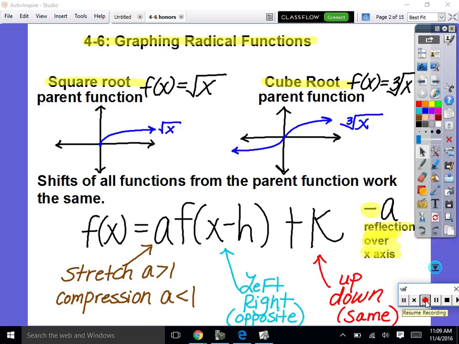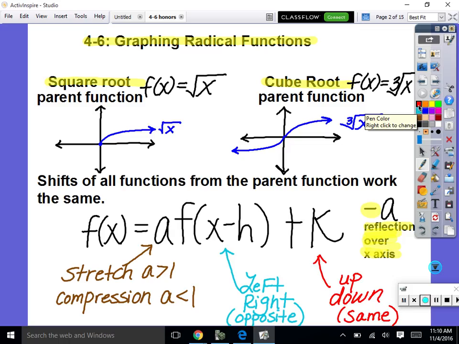So our unit has been radical functions. Today we're going to be graphing them, which should be a pretty easy lesson for us because we should be pretty good at graphing and taking our knowledge of graphing other things and applying it here. So the square root function, the parent function, which means the non-shifted function, looks like this. f of x is equal to the square root of x.